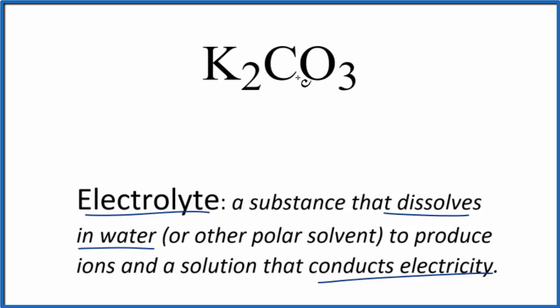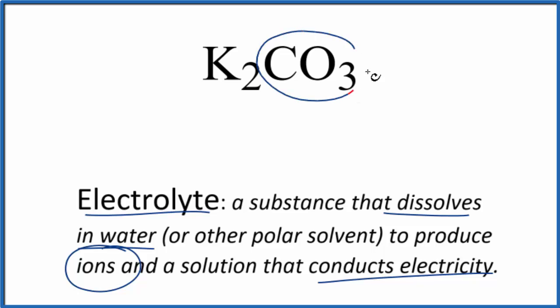So for potassium carbonate, potassium, that's a metal, and then the carbonate, this whole thing is a polyatomic ion. It's made up of nonmetals. Metal and nonmetals, this is an ionic compound, so we'll have ions. The question is whether this is going to be soluble. Will it dissolve and split apart into ions?